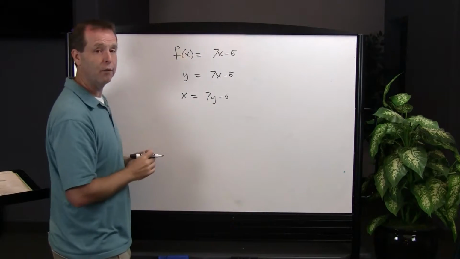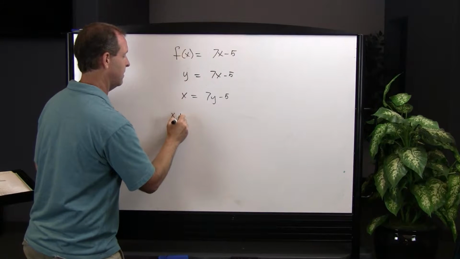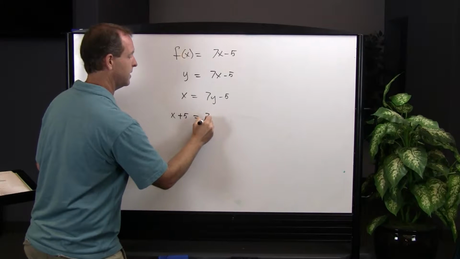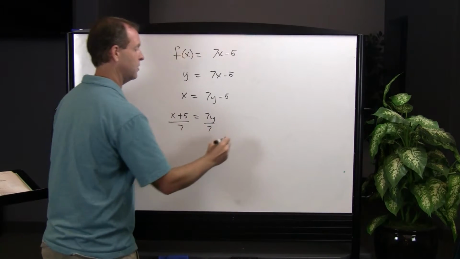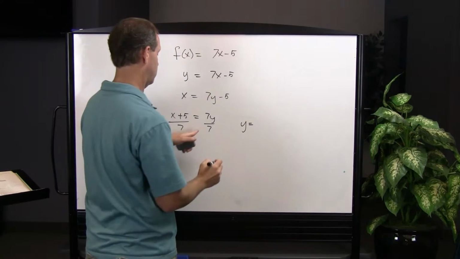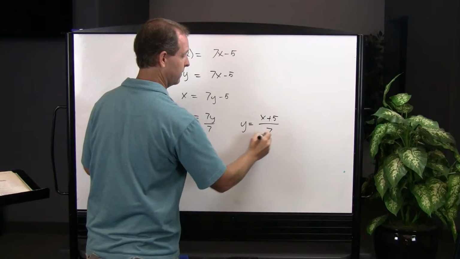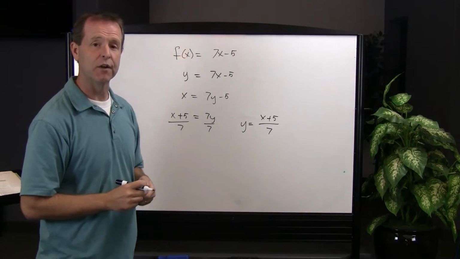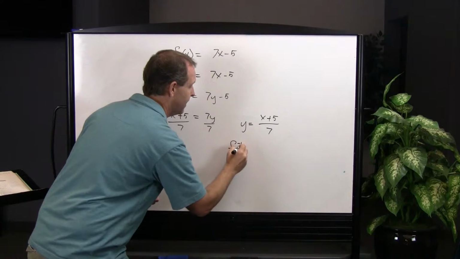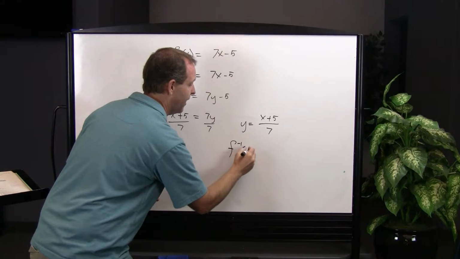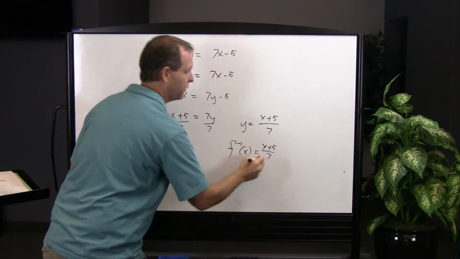And now I'm going to solve for y. Get y by itself. I have x plus 5 equals 7y. Divide both sides by 7. So I have y equals x plus 5 all over 7. And that's the inverse of the original function, and I can denote that as f inverse of x equals x plus 5 all over 7.